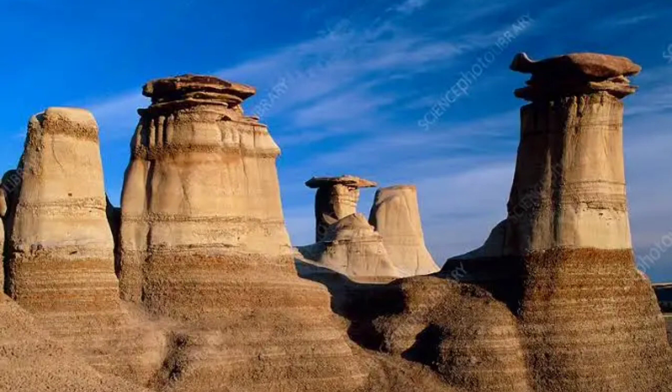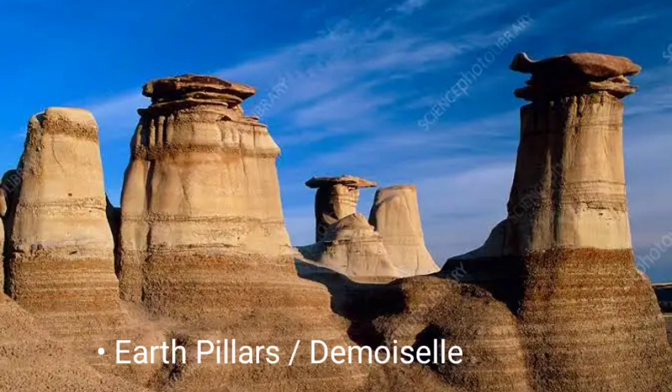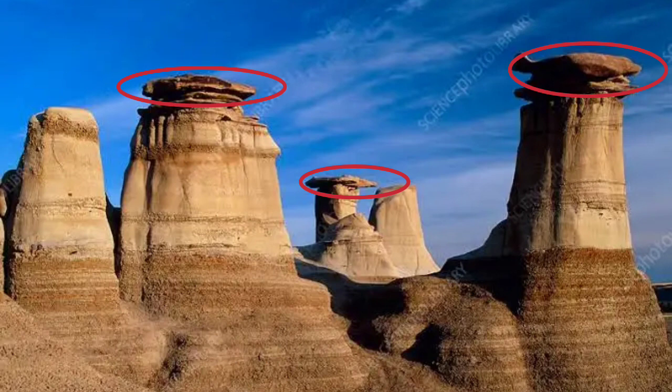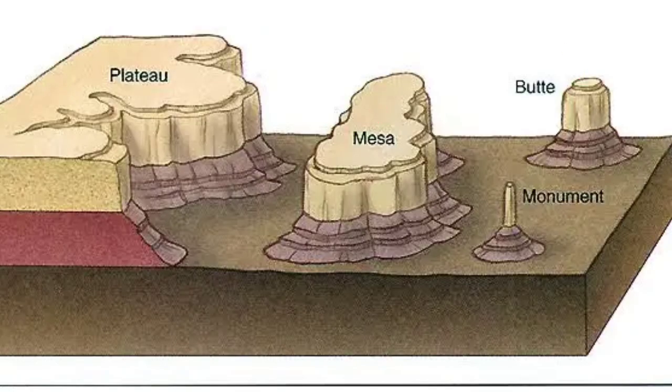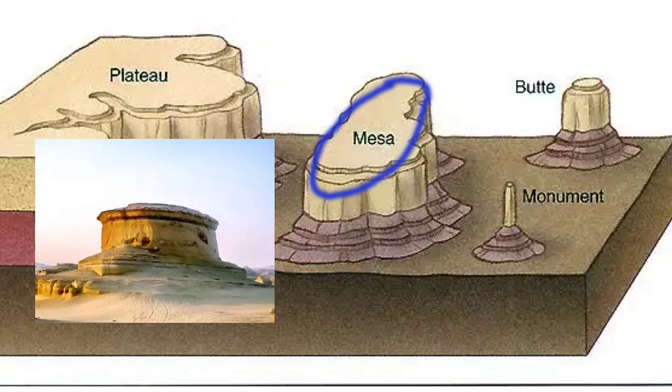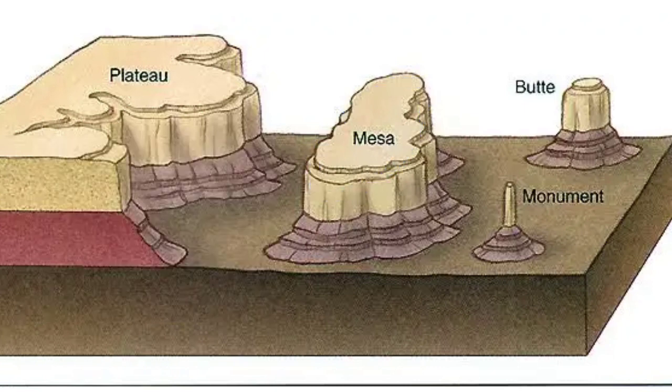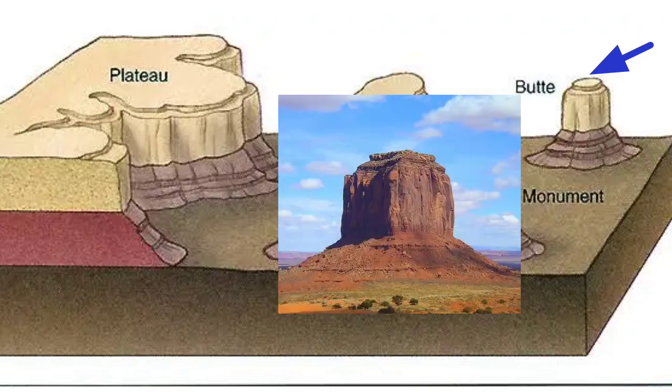Now students, sometimes the harder rocks present on the top of the softer rocks will protect the softer rocks from the erosive action of the winds, and it will resemble the shape of a pillar, which is also called demoiselle or earth pillars. Now next are mesas and buttes. When the harder rocks are cut in such a way that the cap's slopes dip down in all directions and form a flat top tabular hill of resistant rock, this is called a mesa, and when the top of the mesa is very narrow, it is called a butte.